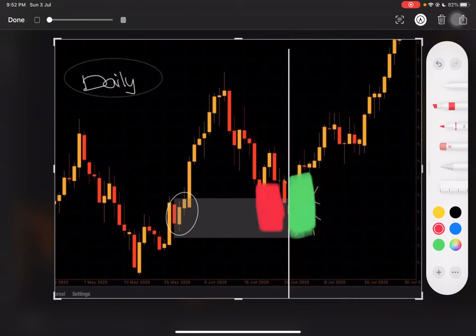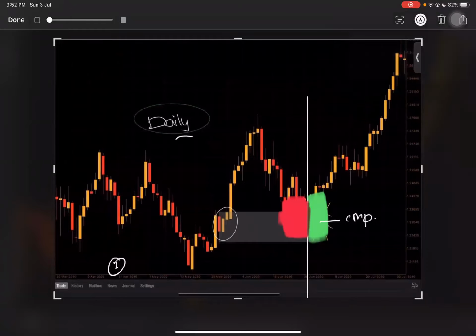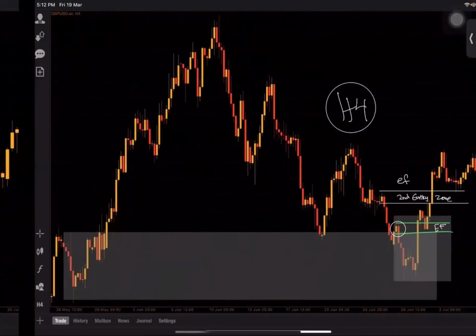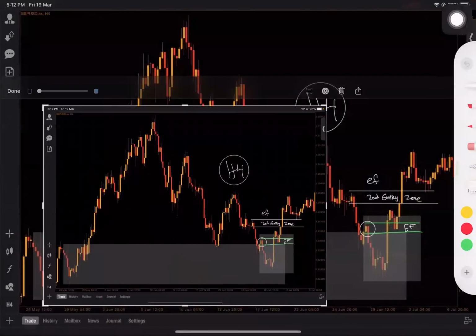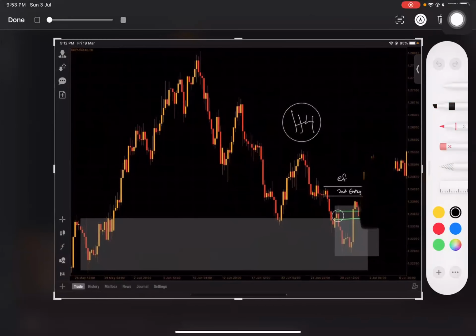I don't want you to focus on the red zone because our CMP is here. All right, so now we are on a daily. Go to the H4, and obviously what's going to happen? What should I do next? Obviously, price is not complete yet. So what do you need to do?